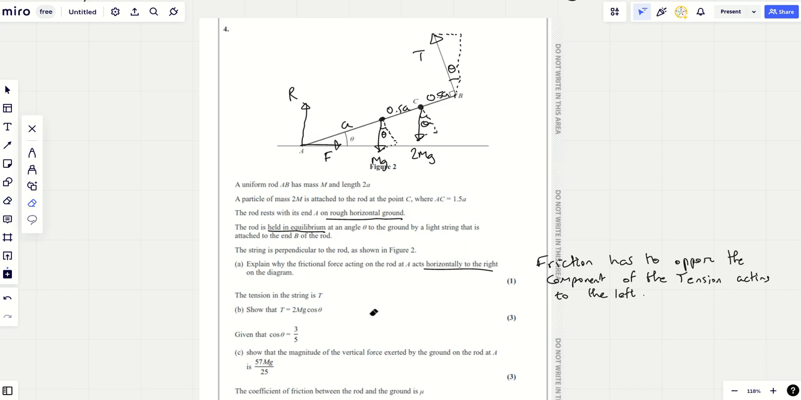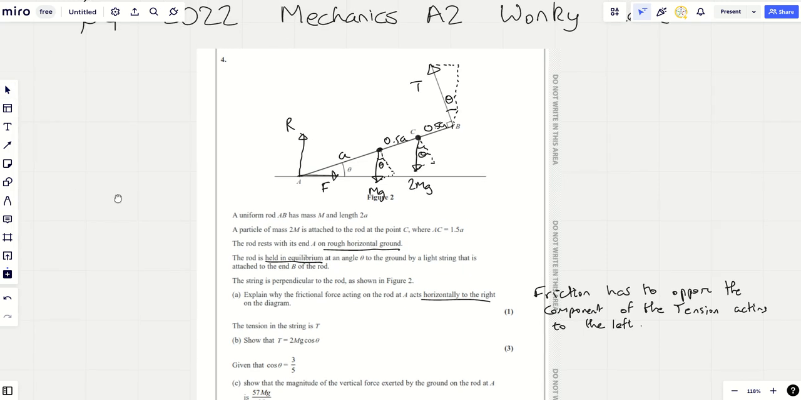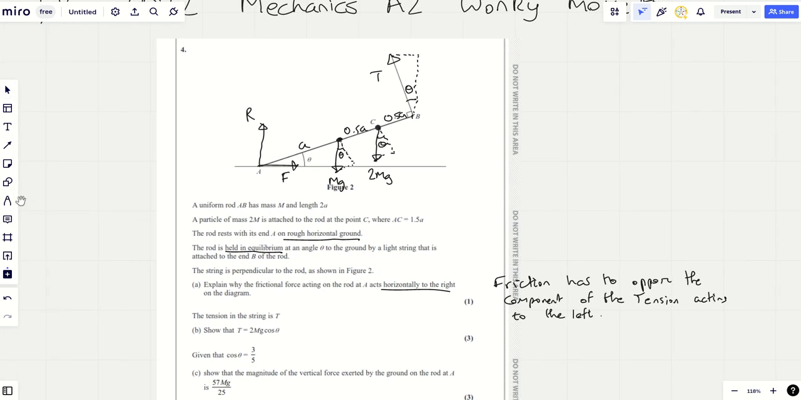Okay, and I want to check. I'm just going to have a quick glance at the mark scheme to see what they said for part A, because I always like to compare, and I strongly encourage you to do this. When you have a wordy question, write your answer down and then compare it to their answer. Now, I'm just looking at my other screen. They've said the horizontal component of T acts to the left, and since the only other horizontal force is friction, it must act to the right. I've pretty much nailed that one. I've got that spot on.